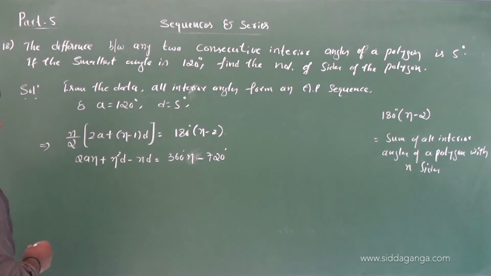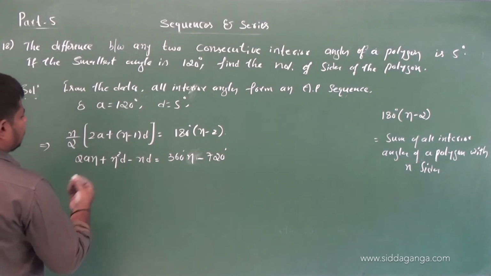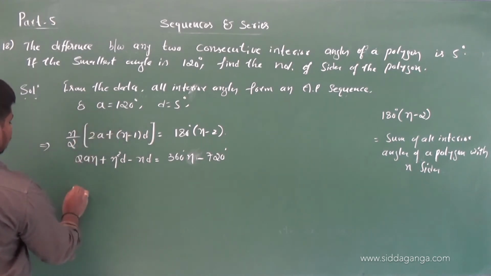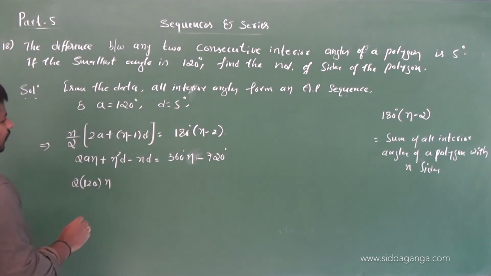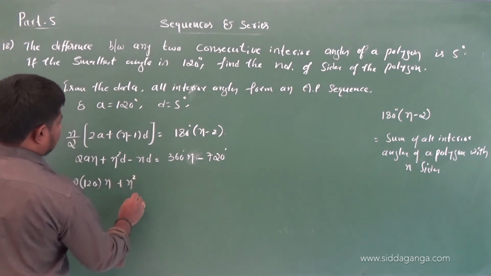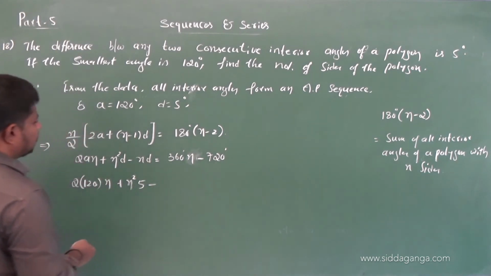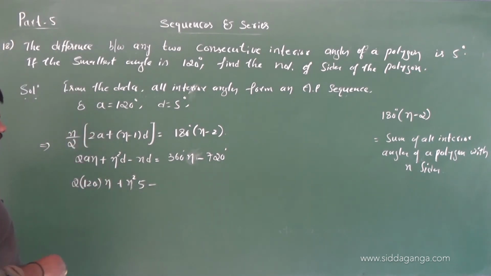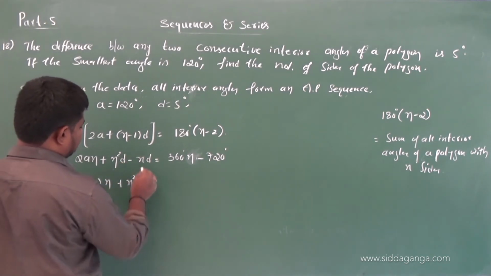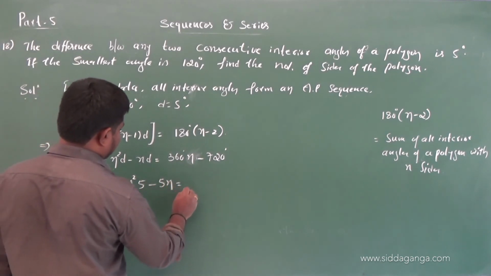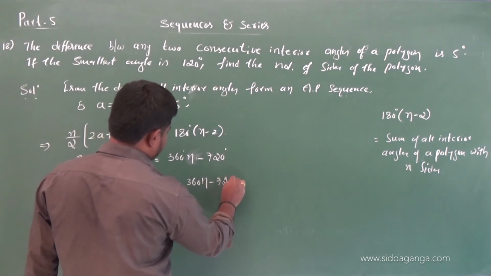Okay, now A has been given, that is 120 degree, and D is 5. So 2 into 120 into n must be found, plus n square into 5 minus 5n, equal to 360 into n minus 720.